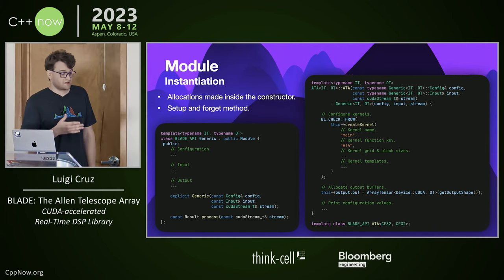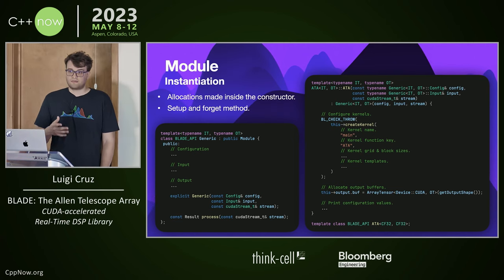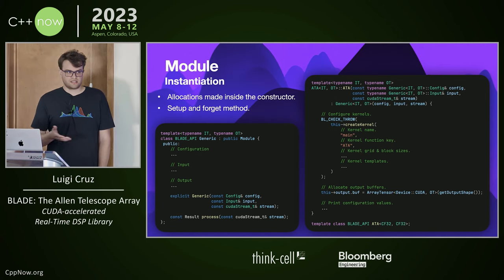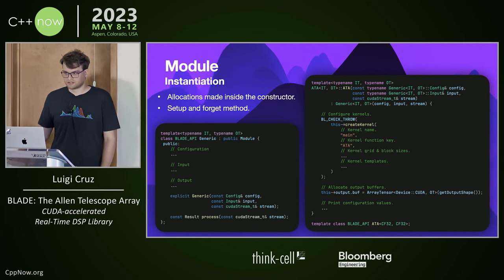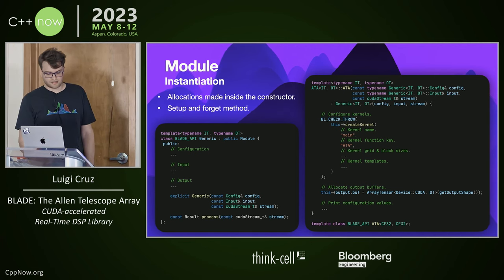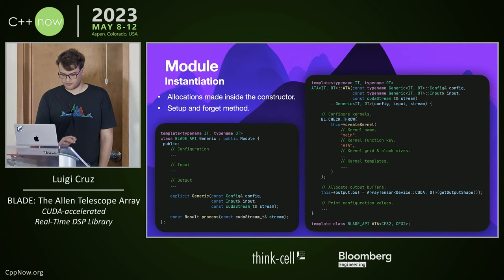And this is particularly important with Blade because some observations can take days to complete. So your setup is like 10 seconds, and then you run for 48 hours straight. So here's a good way to improve things.